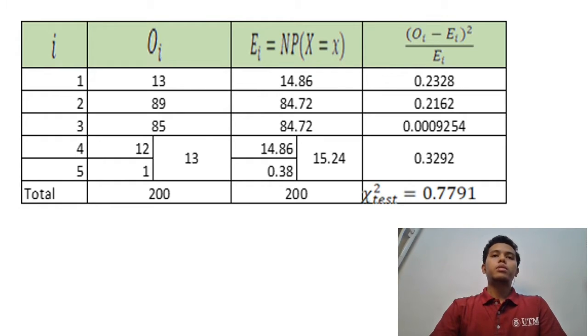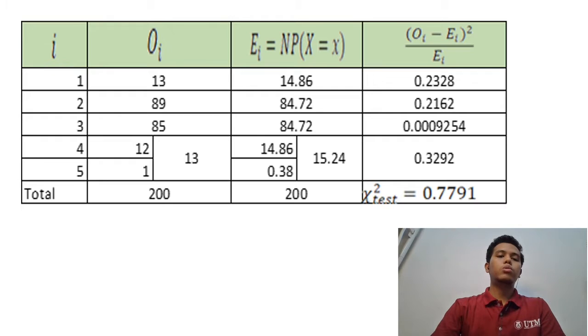The next column is EI, which is the expected value. This value can be obtained by using the formula EI equals N, which is 200 in this question, multiplied by PI. Since the EI value on the bottom is less than 5, we need to combine it with the previous EI. Therefore, OI also needs to be combined just like in the table shown. The total of OI and EI will be the same, which is 200.